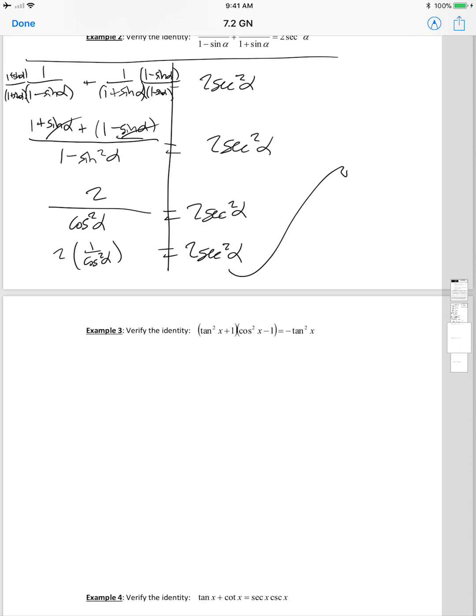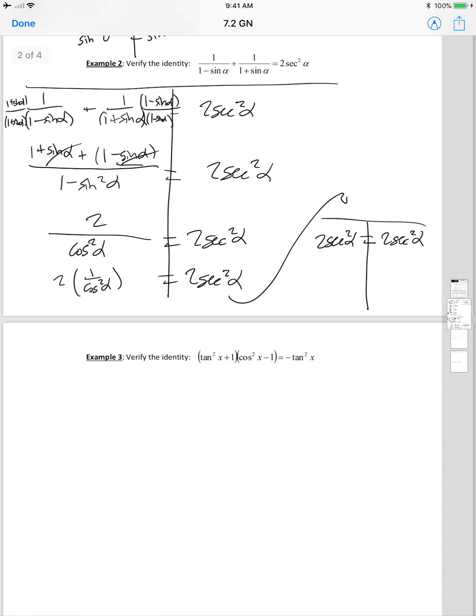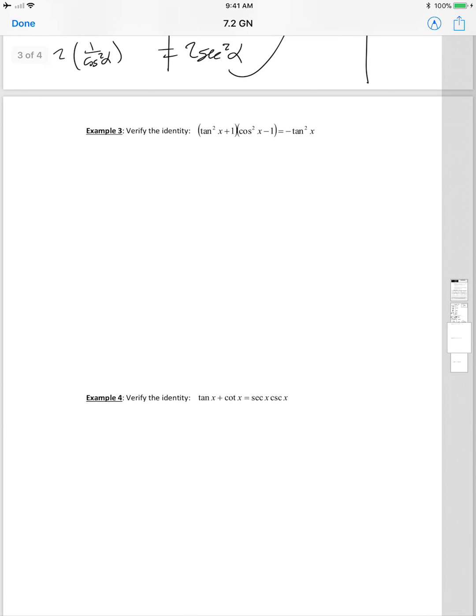So I'm going to continue up here, sorry. 2 secant squared alpha equals 2 secant squared alpha. And we're done. Again, it's just so nice. I love this. And our proof is nice and organized, step by step.